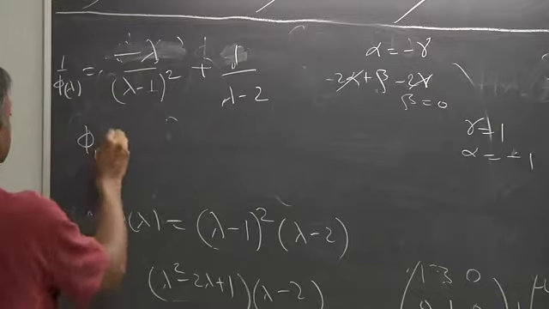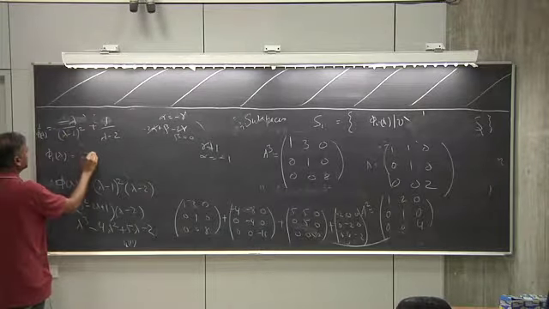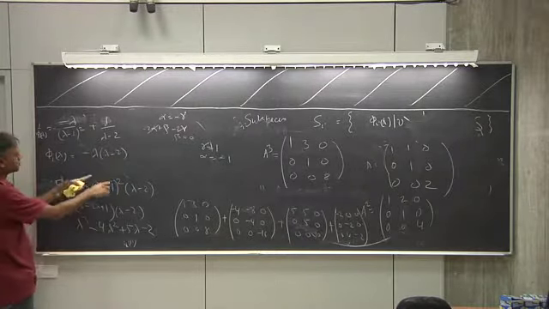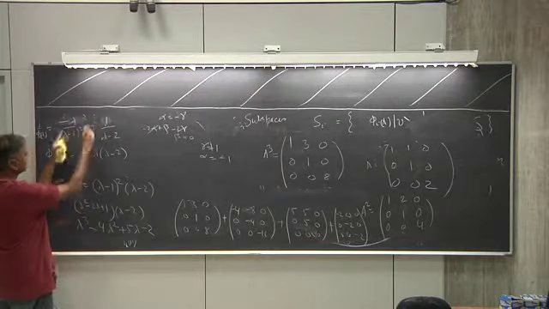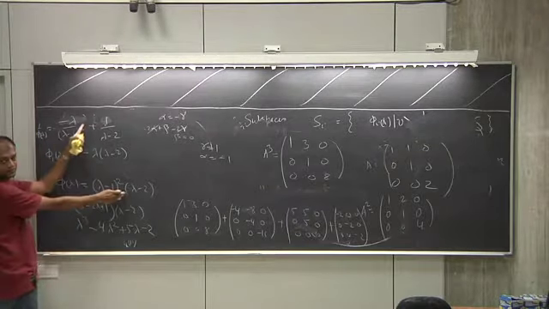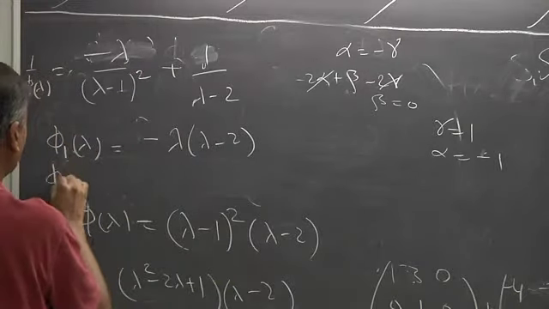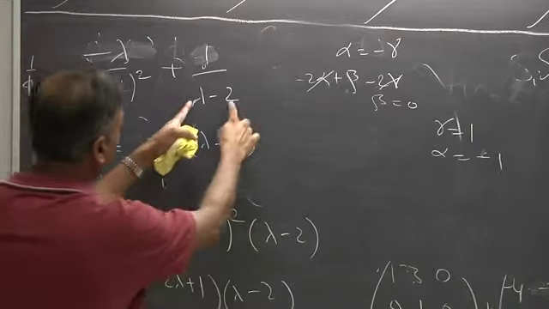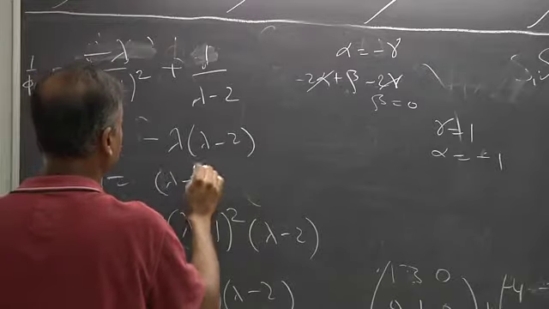Phi I lambda is simply this. So this is equal to minus lambda times lambda minus 2, right? Because in this product, you're just removing the first factor. When you multiply that, this will cancel, so what will be left over is that. And phi 1 lambda, and phi 2 lambda will be 1 times lambda minus 1 square. No? So lambda minus 1 square.